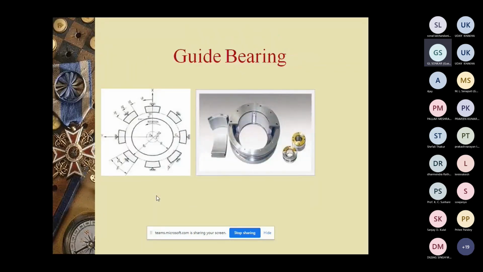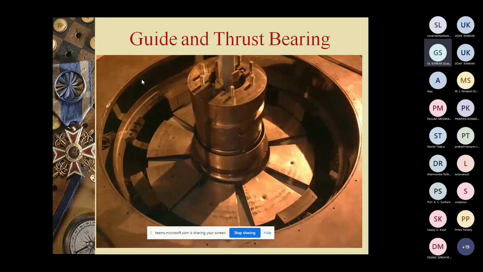The guide bearing is in parts. I told you it is in segments. Earlier there were 2 parts. Now guide pads are used, and they guide the rotation of the shaft. This is the exact picture I took from Parvati 3 NHPC. From here you can see these are my guide pads. This is a suspended type machine. These are the guide pads, and from the side you can see these are the thrust bearing thrust pads, and these are the guide pads.